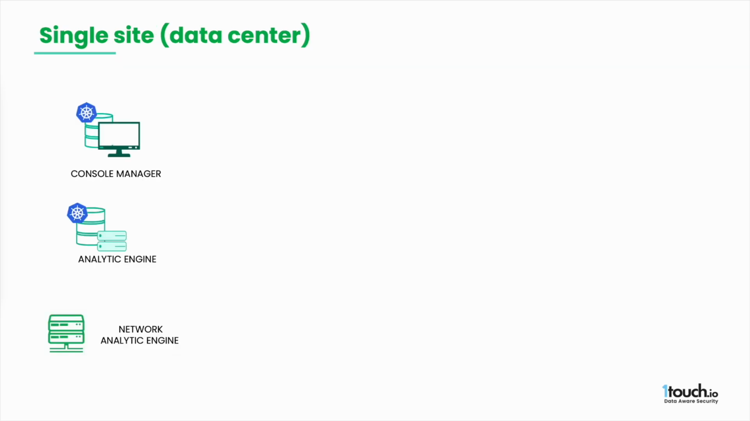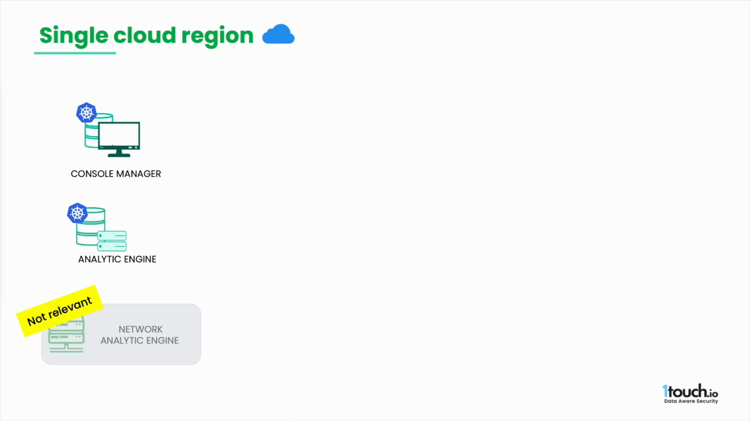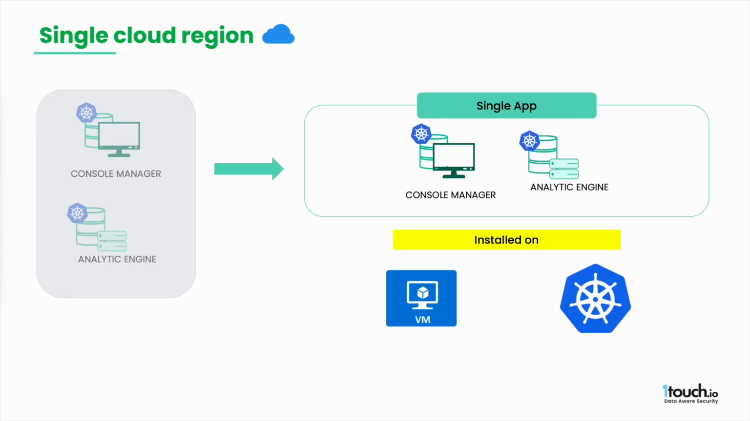Back to scalability. We'll start with a single site, which is quite common among small and medium businesses. In such case, all the components are installed together on a single dedicated physical server. If a small or medium-sized company uses the cloud, Network Analytic Engine cannot be installed, since it requires a physical server. However, other techniques are used for cloud discovery, for example API-based and ICAP. Console Manager and Analytic Engine are installed as a single app solution on a Kubernetes cluster or a virtual machine.